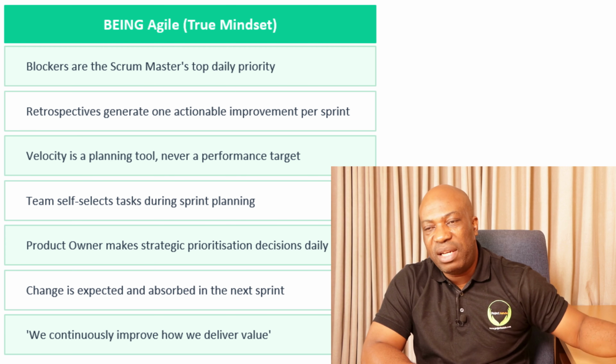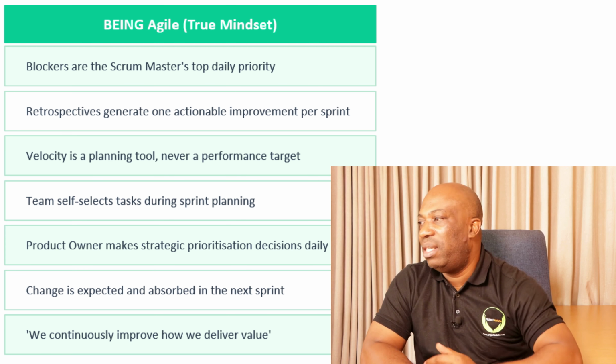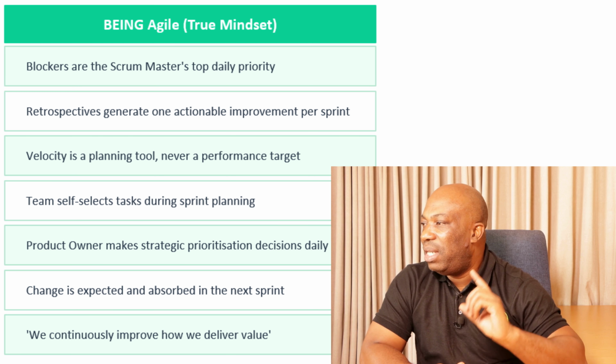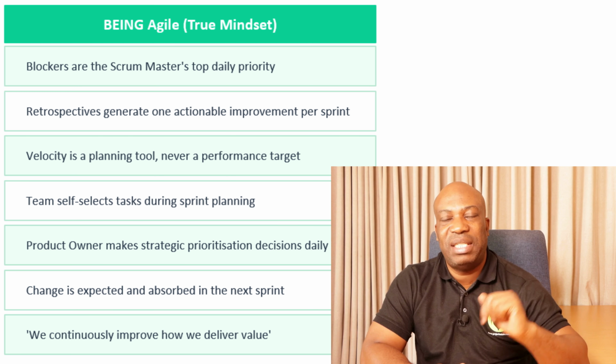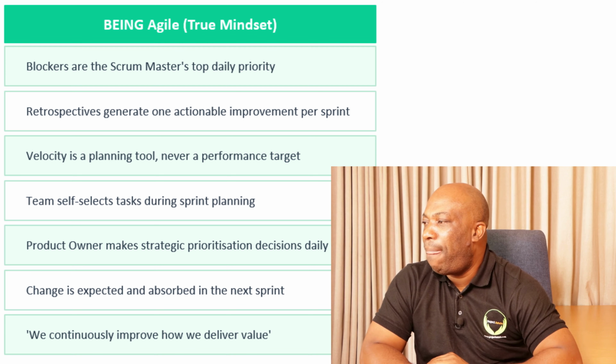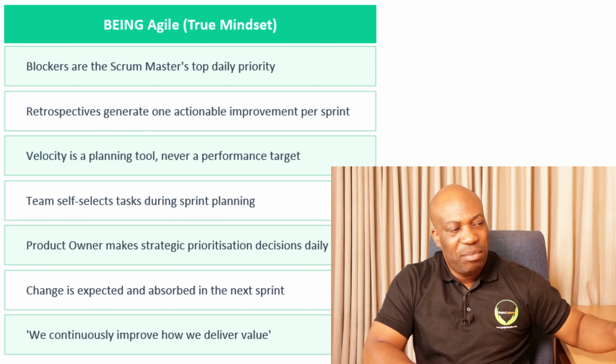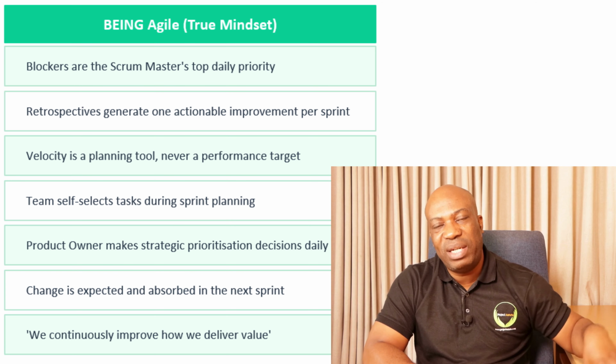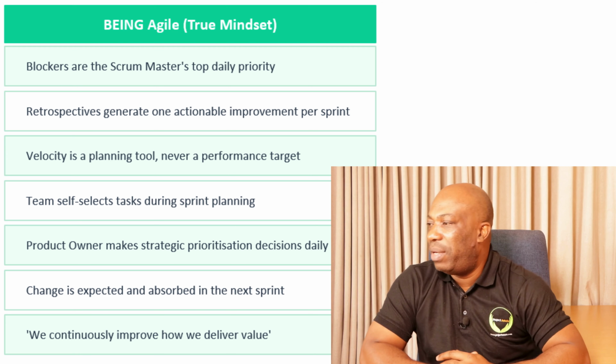You want to know what you have done better, what you have not done better, and you improve it in the next sprint. Velocity is a planning tool and never a performance target. You use velocity to see how much the team can do at a particular time. Then the team self-selects tasks during sprint planning. Remember your velocity, so your team should be able to select what they can do in any sprint.